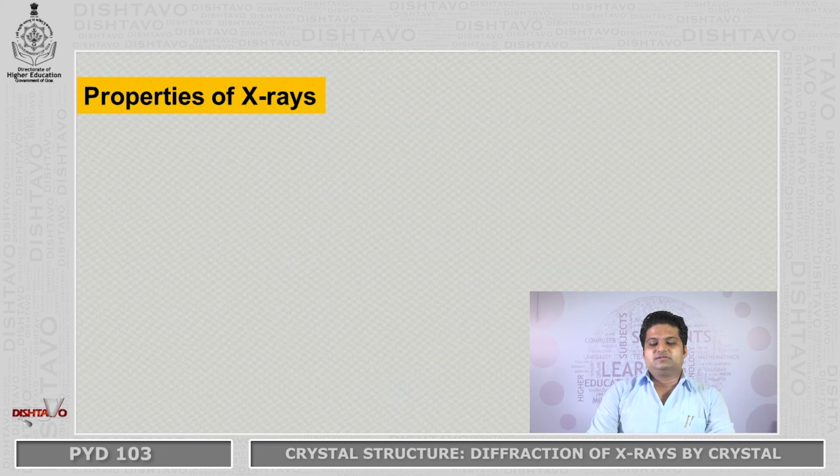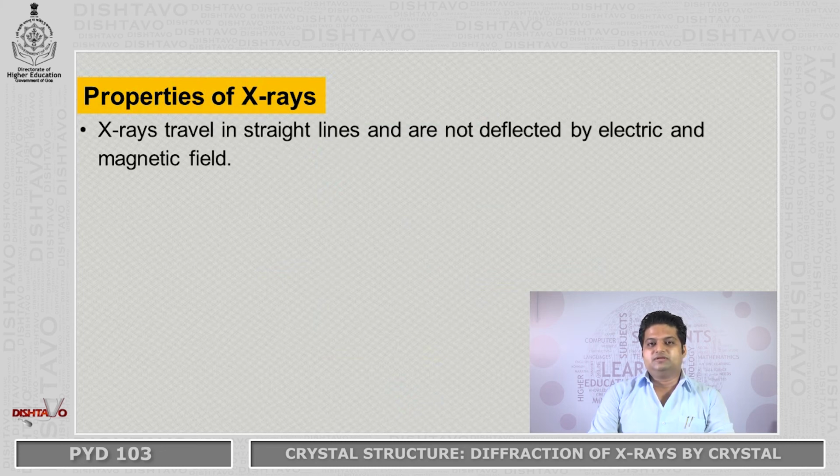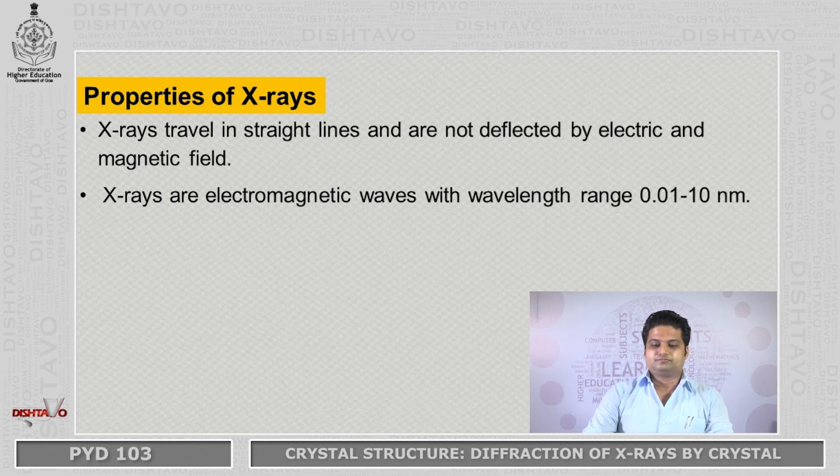So now that we have understood the production of X-rays, let us understand the different properties of X-rays. X-rays travel in a straight line and are not deflected by electric and magnetic fields. Being very high energy waves, X-rays travel in a very straight line with a very high intensity, and they do not get deflected by electric as well as magnetic fields because they are neutral electromagnetic waves.